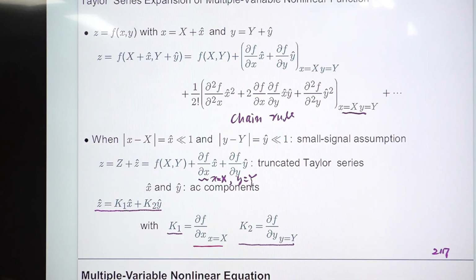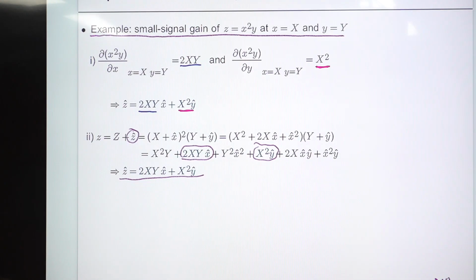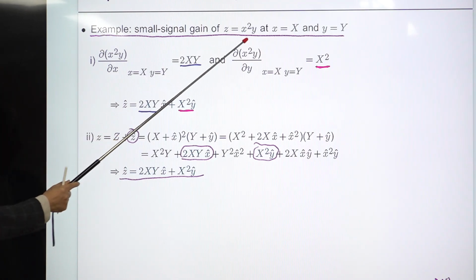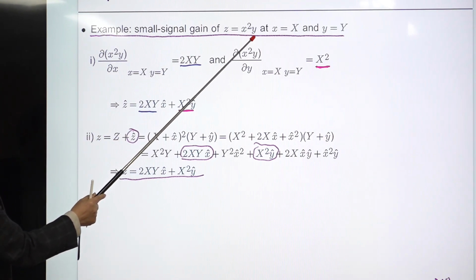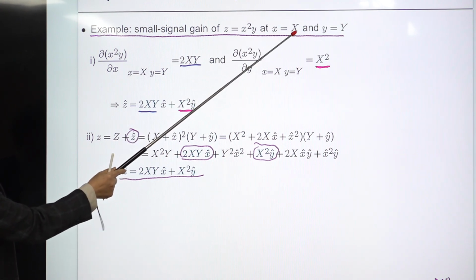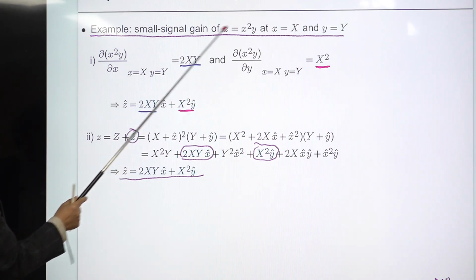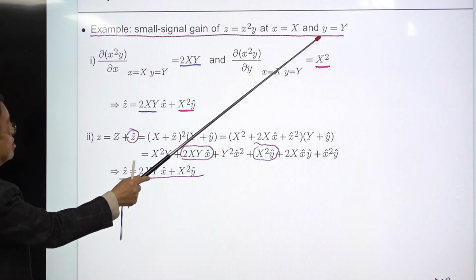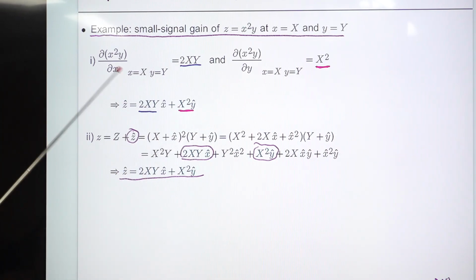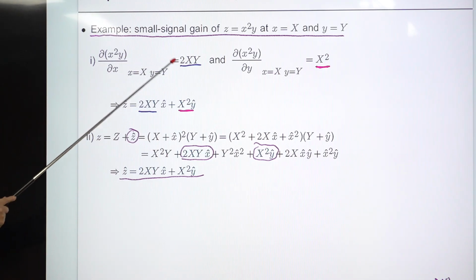All right. Let me give you one very simple example. So this is our multivariable nonlinear equation, and evaluate the small signal gain at x equal to large X and y equal to large Y. This is the bias point, and you take the partial derivative of this, and this is the solution. Okay, so simple, right?